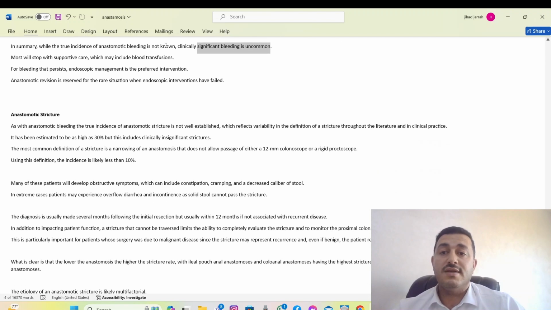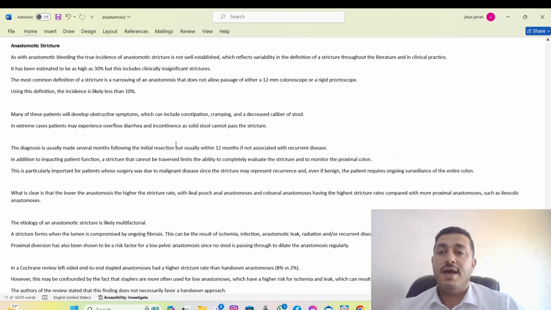Why is the true incidence not known? Because most of the cases are unreported. Most will stop with supportive care, which may include blood transfusion. For bleeding that persists, endoscopic management is the preferred intervention. Anastomotic revision is reserved for the rare situation when endoscopic intervention fails.